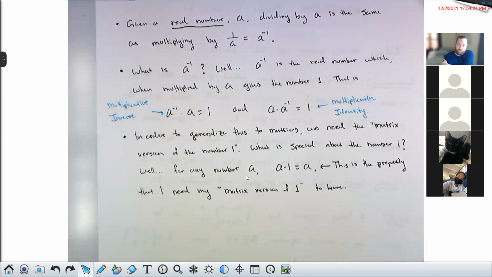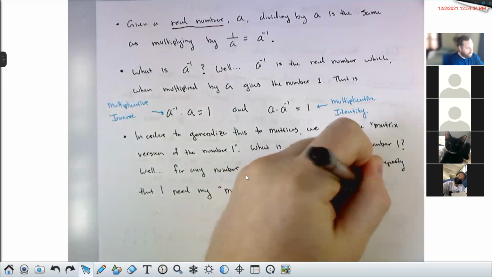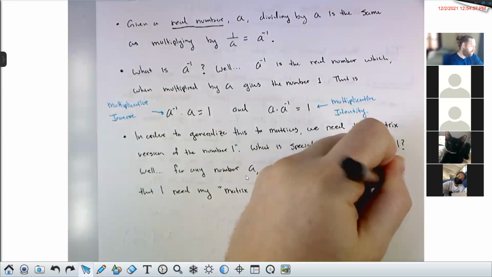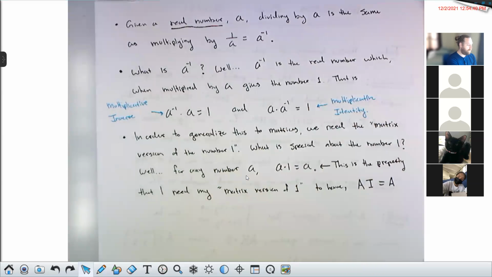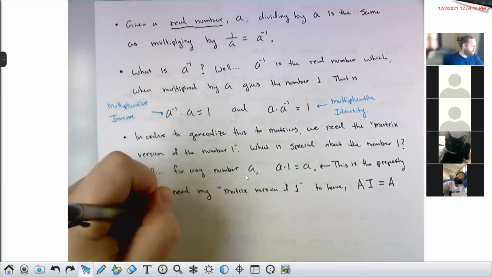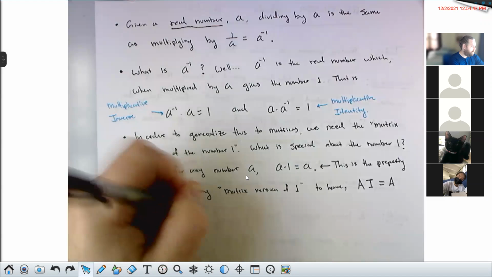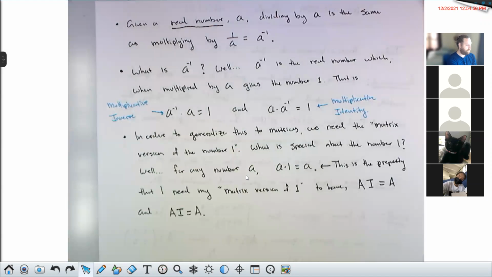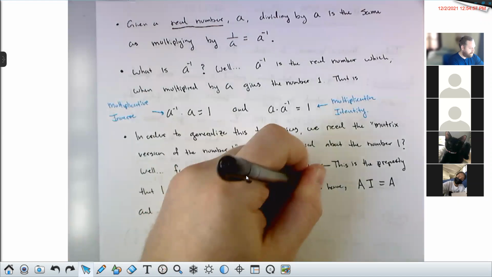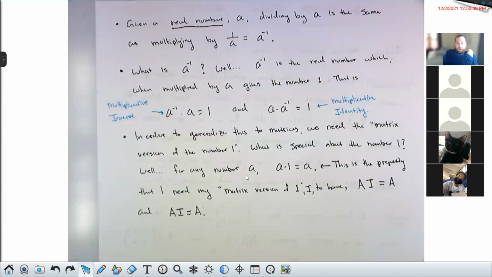Such a matrix does exist. In fact, it's not just one matrix, but it's many matrices. Because remember, let me be explicit about this. I want A times my matrix 1 to be equal to A. I'm going to call that matrix I. And I want to be able to do it the other way also. A times I is also equal to A. So my matrix version of 1, I call it I, and I want it to have this property that if you multiply any matrix by I, you get that matrix back. Such a thing will be the critical element to defining the inverse or reciprocal of a matrix.